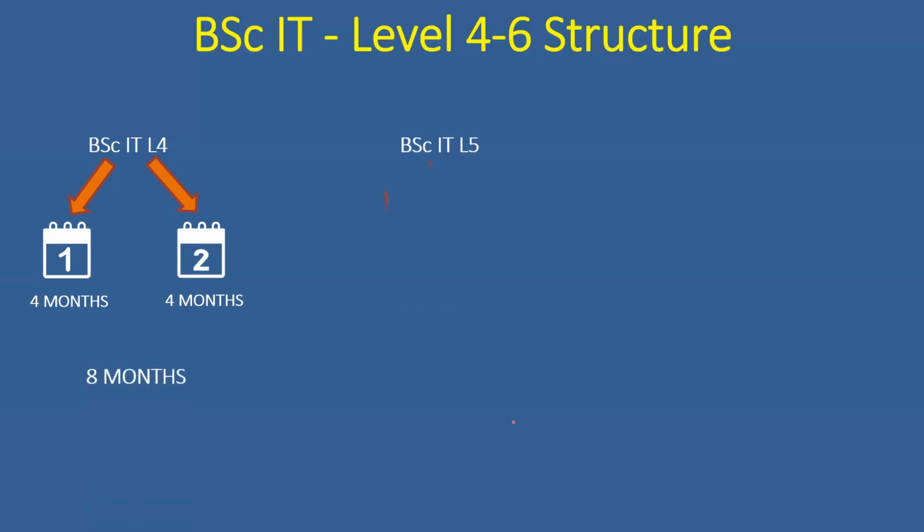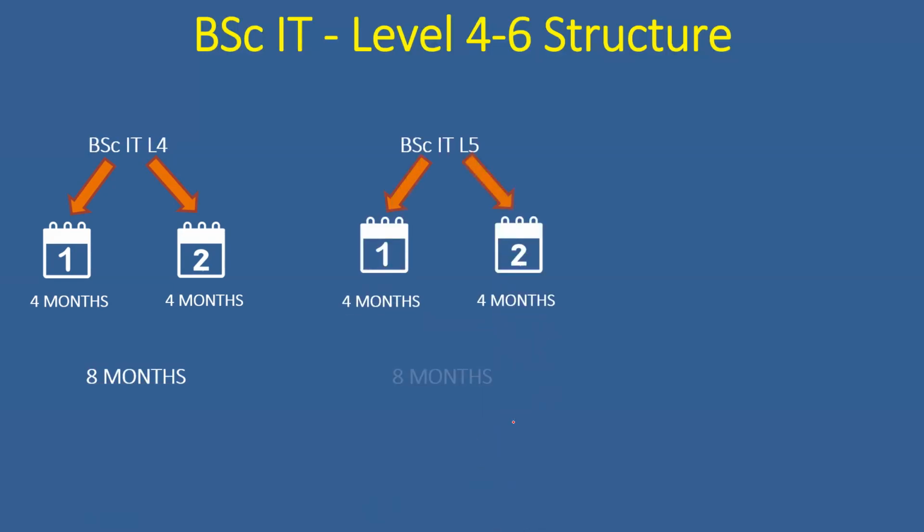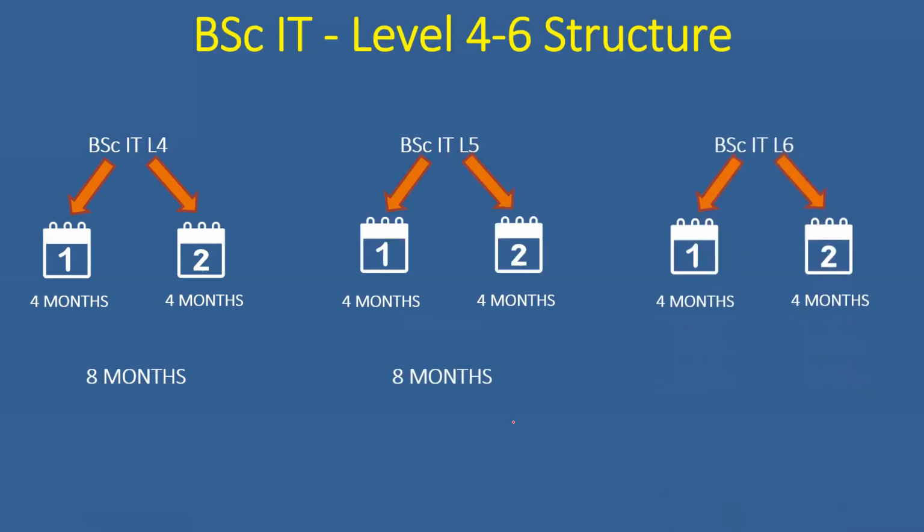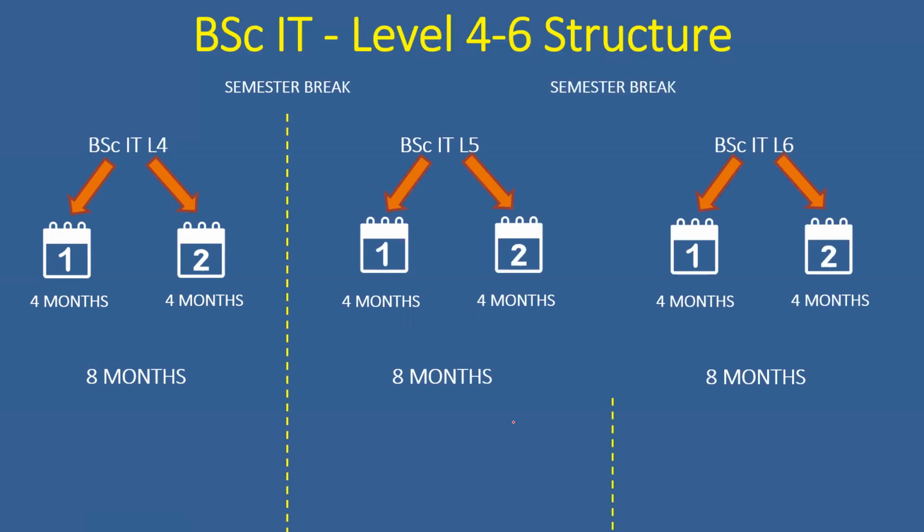Let's look at level 5. Level 5, same structure, 2 semesters of 4 months each, right? So that's 8 months to complete level 5. And then level 6, 2 semesters of 4 months each, 8 months to complete level 6. So 8 months by 8 months by 8 months. But there's also a semester break in between each one of these levels.